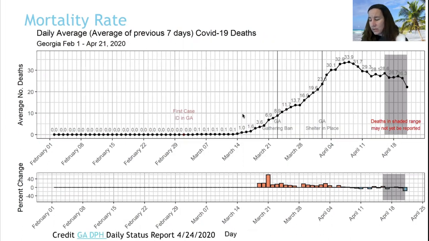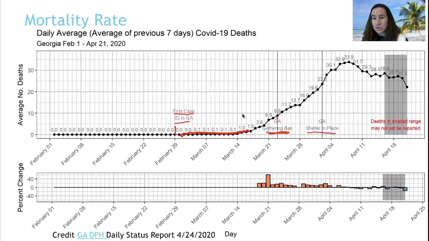So we started, here we have the first case identified in Georgia, February 29th. And then it's really, really low and it starts to climb. Here's our gathering ban when we started to restrict no more than 6, no more than 10. You can't have groups of 10 or more people. That was our gathering ban when we put that in place, and here was our level of mortality rate.